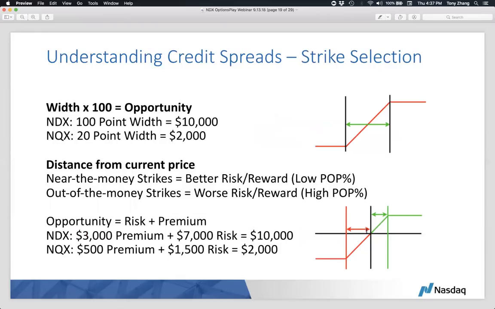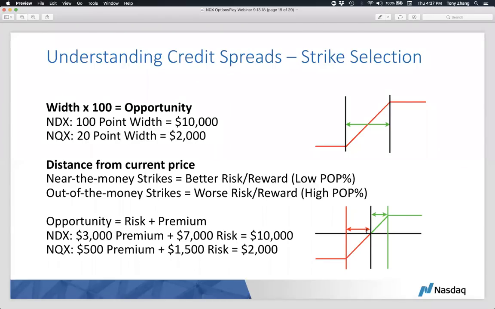The second most important concept that I want people to understand is the concept of strike selection. So I talked about near the money, far out of the money strikes. The other thing I want to talk about is the width, because the width really determines what I call the opportunity. And the width is the distance between the two strikes, the strike that you buy and the strike that you sell. So the opportunity is simply the width multiplied by 100.